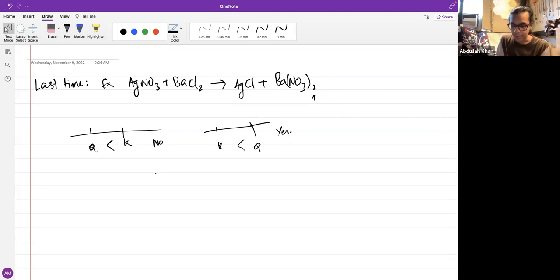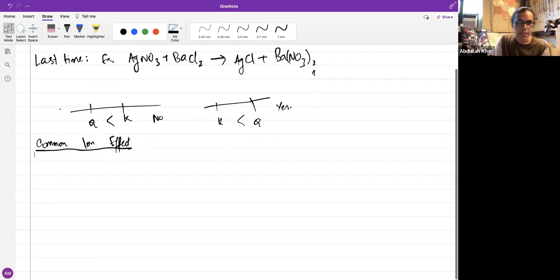Today, we're going to talk about what's called a common ion effect. And a common ion effect, if you look at it through the lens of the ICE table, looks actually very simple, and I'll show you what it means. I'll actually do two questions in parallel so you see the difference between a non-common ion question and a common ion question. So the first one is very simple.